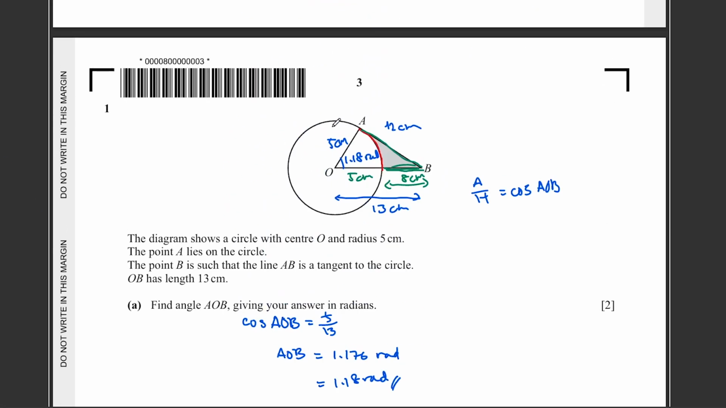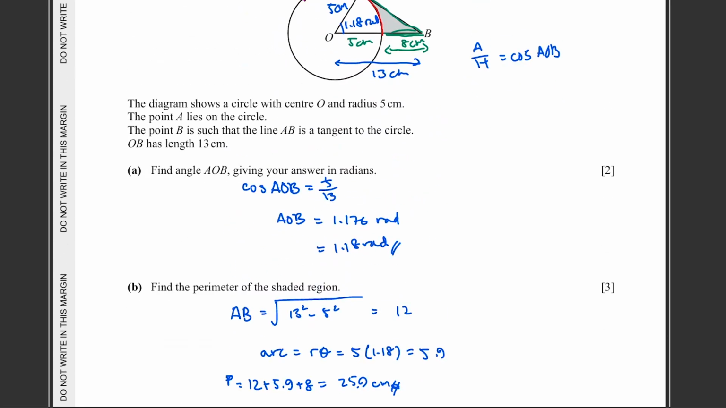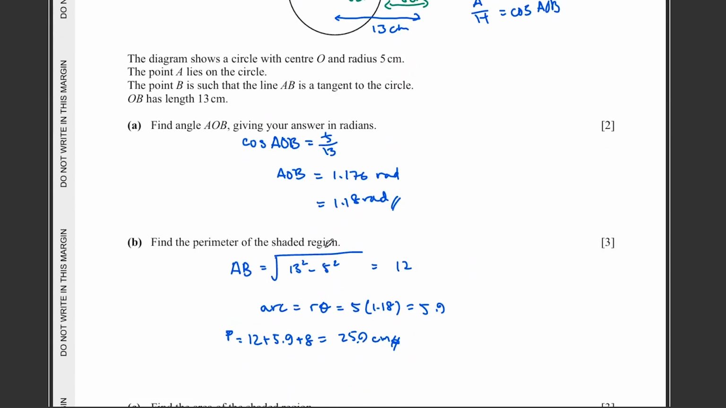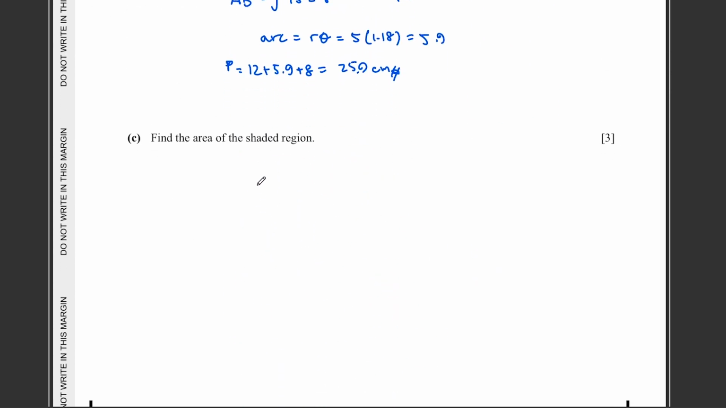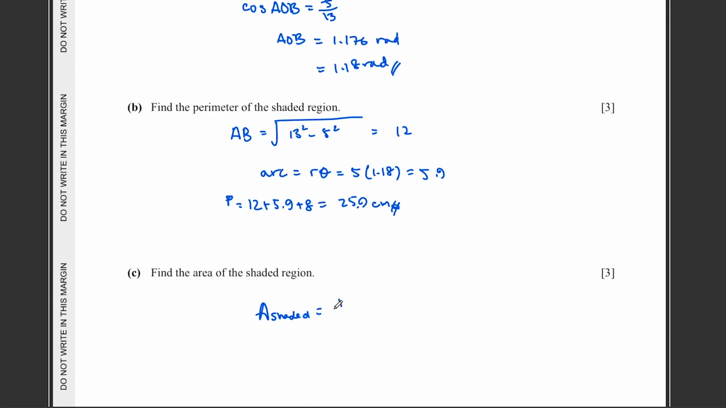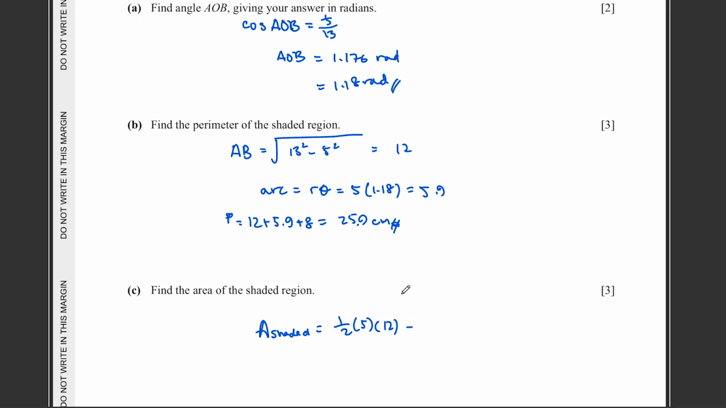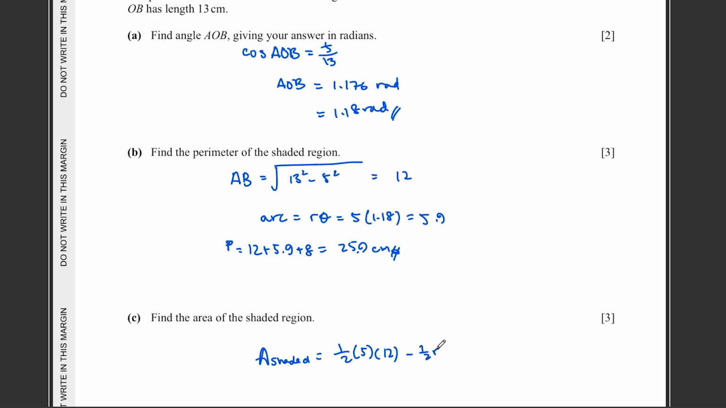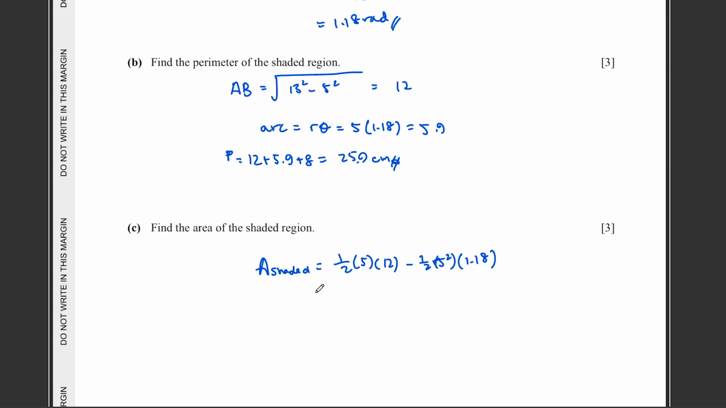Find the area of the shaded region. Probably what we'll do is find the entire triangle first, minus off the sector area. The whole triangle should not be hard to do because we know the height and the width. So half of 5 times 12, minus off this sector area, which is half r squared theta, where r is 5 in this case and theta is 1.18. Let me type this into my calculator. I got 15.25 cm squared. So that's the final answer.